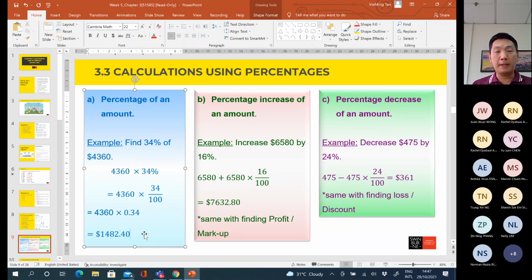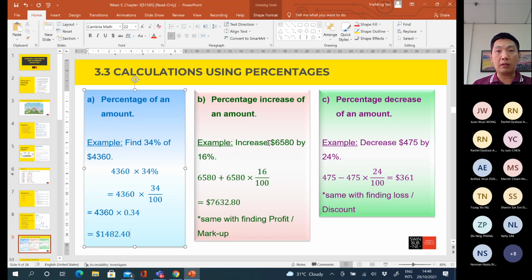Okay. All right. B, you are asked to calculate how much increase. If 6580 is the initial number, now increased by 16%, then what is the final value? Okay, let's say, what is the final value? All right. So how to get the answer?